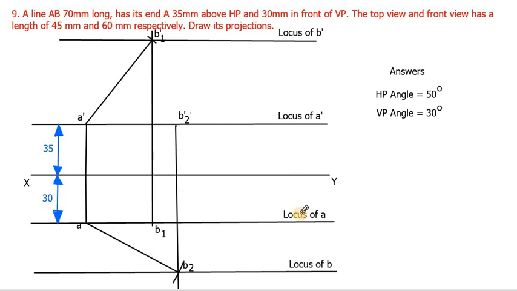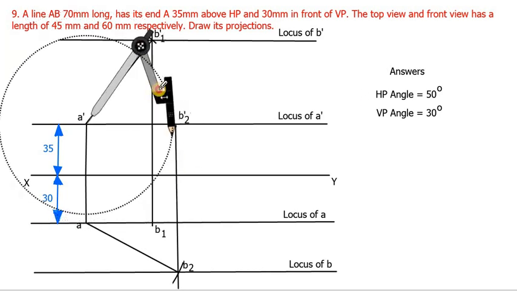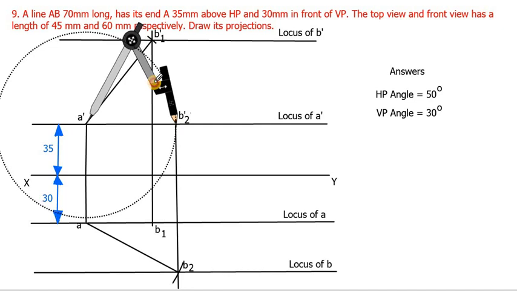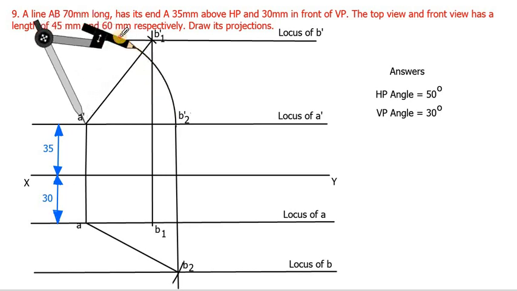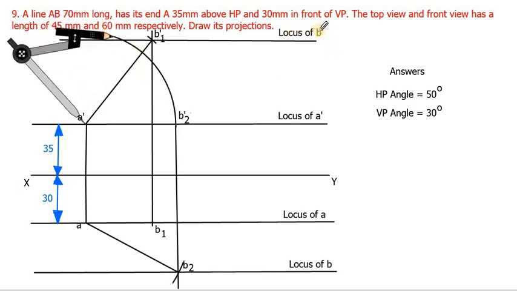We have to draw the front view and top view. So the problem is quite simple. We have already finished the earlier steps. So take the compass with A dash as center and A dash B2 dash as radius. Draw one arc to cut the locus of B dash at B dash. So this A dash B dash will be the front view.